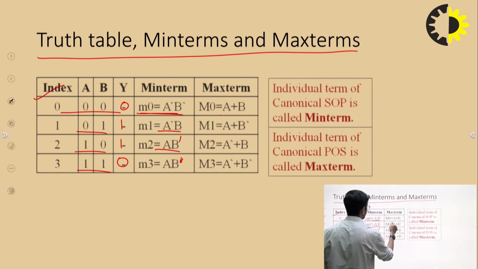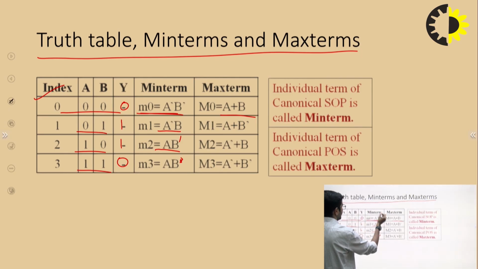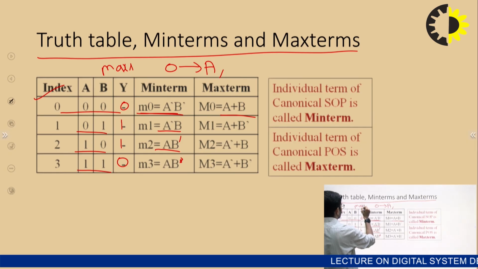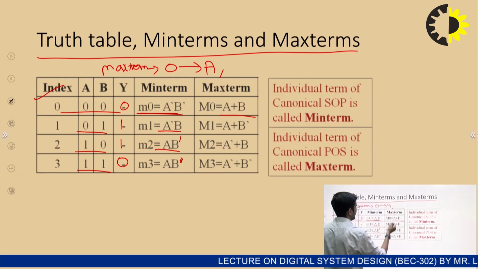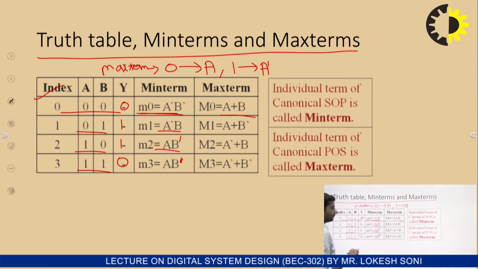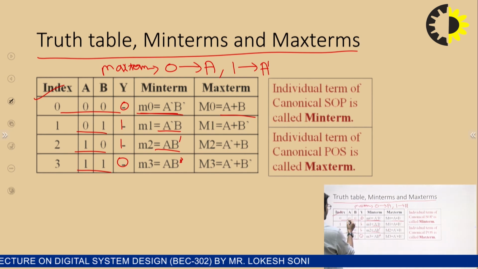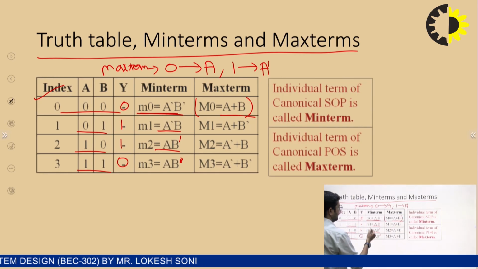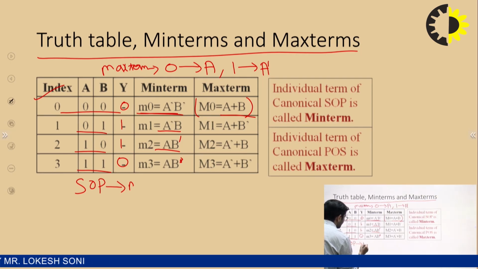Whereas in the max term, for 0 we have to write the same variable, we don't need to take the complement. For the max term, if 0 is given, we have to write A only. If 1 is given, we have to take the complement of that variable. So max terms and min terms are both complements in nature. Here we can observe that A and B both are 0, so in the case of the max term, we will write A plus B, because min terms are generally in the form of SOP, sum of product. Min terms are in the form of SOP.